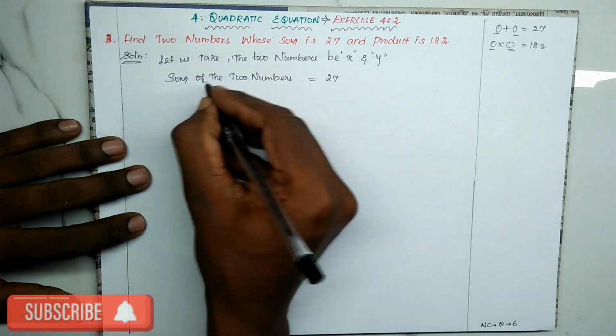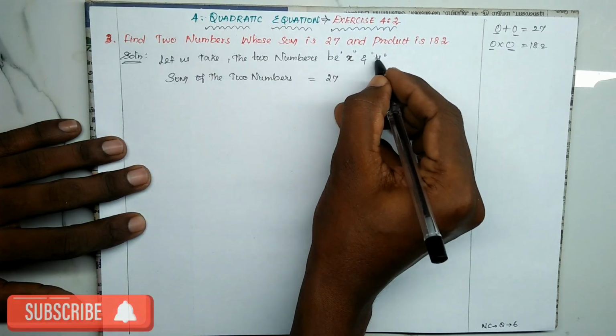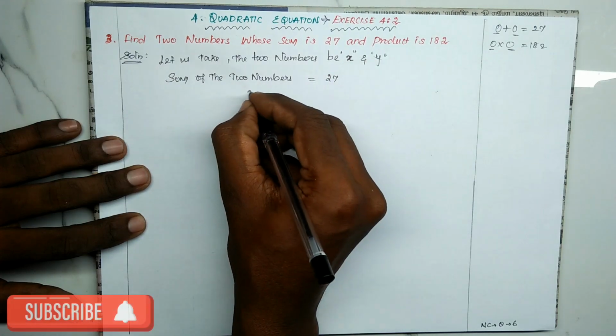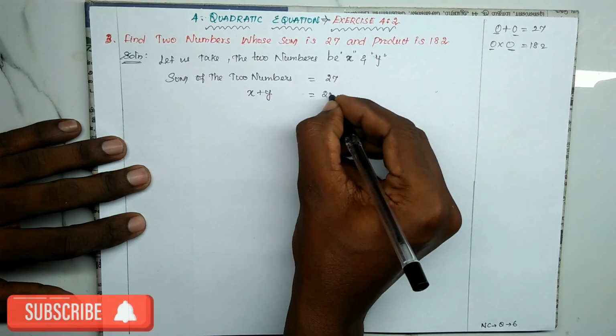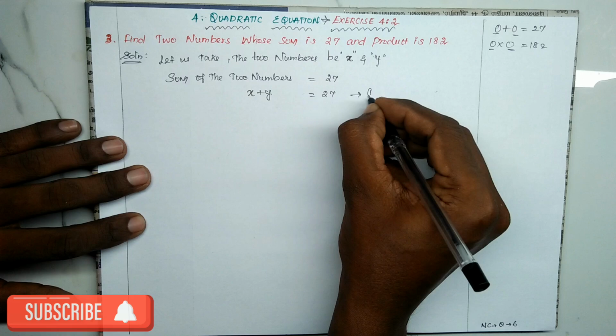So sum of the two numbers means we have already taken these two numbers to be x and y. Now we are adding these two numbers. So sum of these two numbers is equal to 27. We make this equation 1.